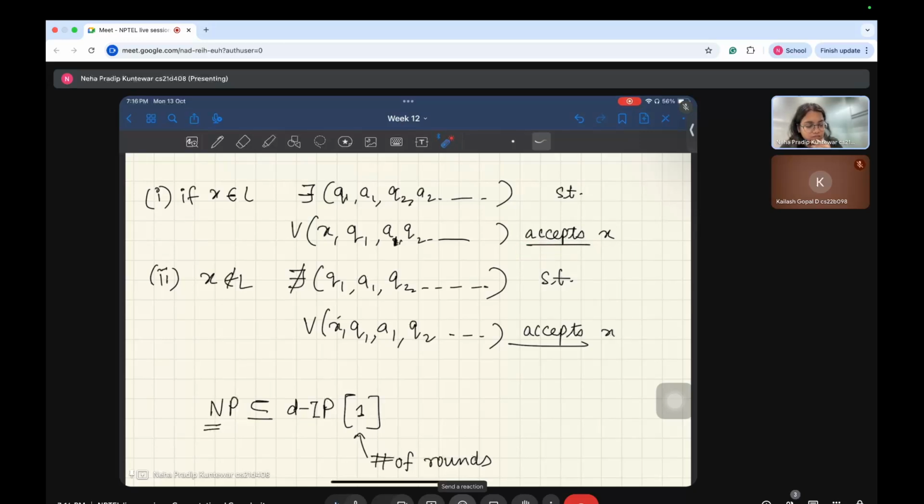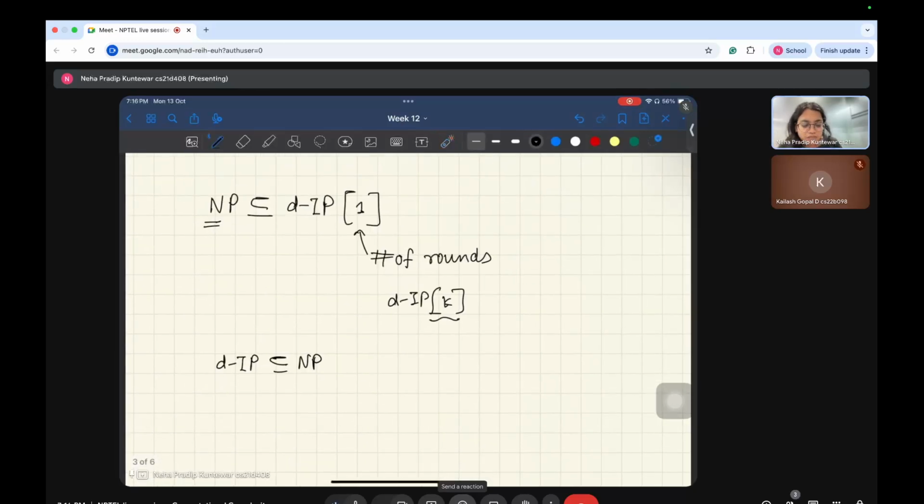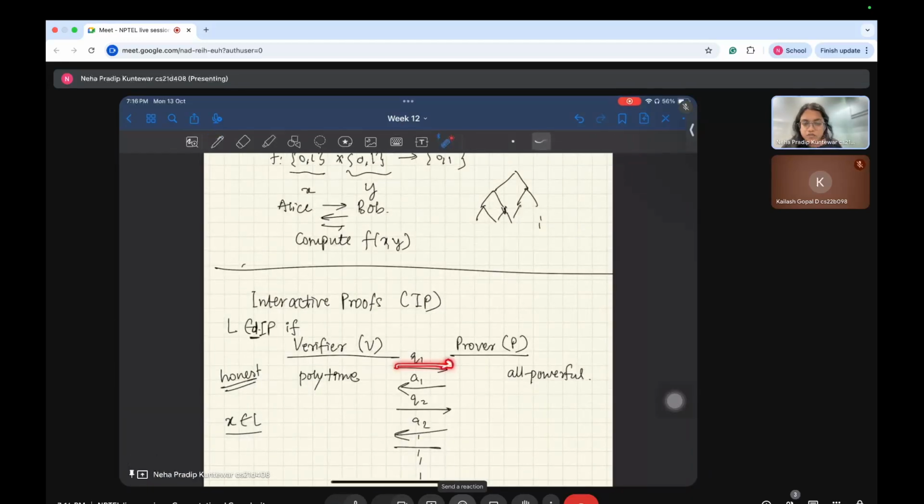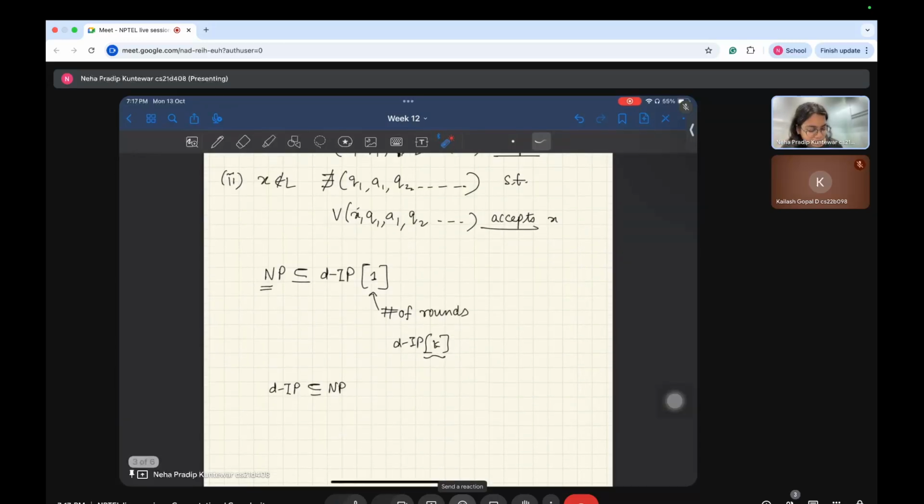So this DIP, although we expected that since it is in NP you are only allowed to have one communication, which is that the prover just sends the certificate to the verifier, and the verifier is going to verify it in polynomial time. Whereas this seems to be a more powerful model at first sight, because you are allowing so many rounds of communication. But it turns out that it does not add to the power. In fact, it's still the same as NP.